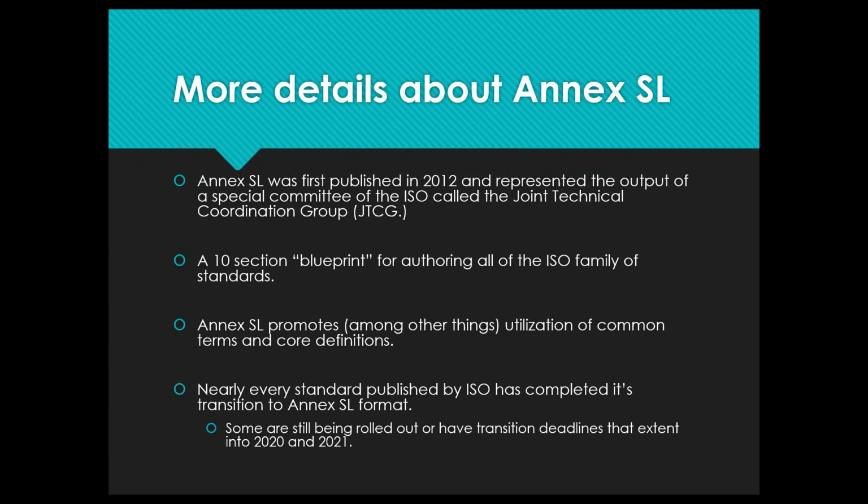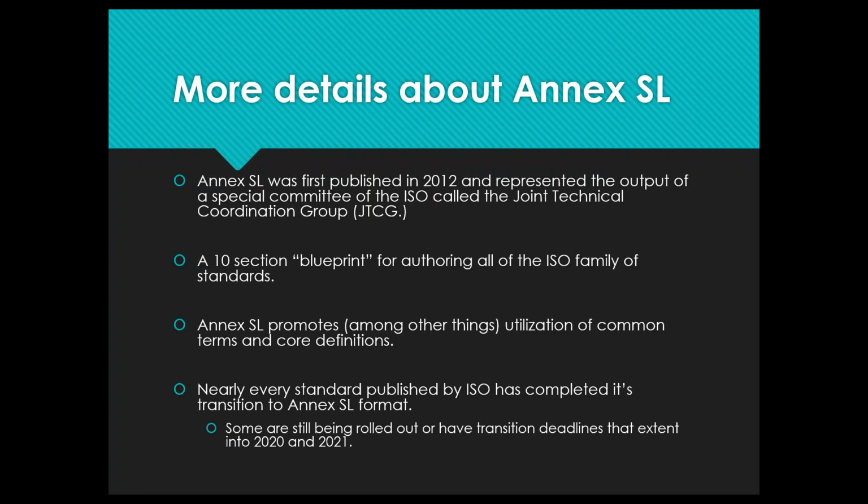Now, as I said, it was written back in 2012, and it represented the output of a special committee called the Joint Technical Coordination Group. What they wanted to accomplish with this Annex SL was to provide a 10-section blueprint for writing the ISO family of standards. And the intent here was that if they had common terms and core definitions and core verbiage even, it would permit the writers of the standards and the users of the standards especially to have harmony.